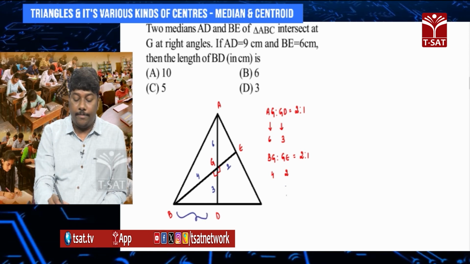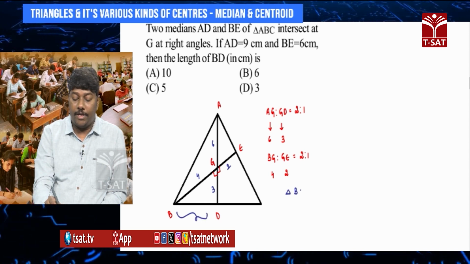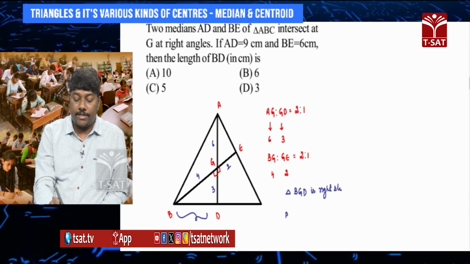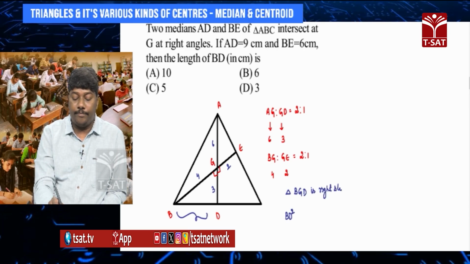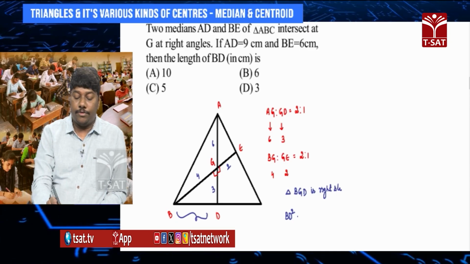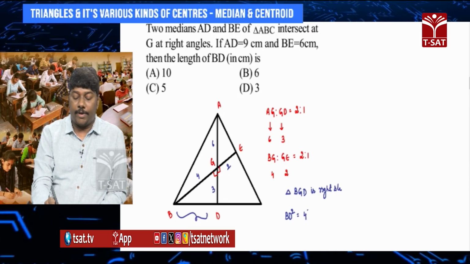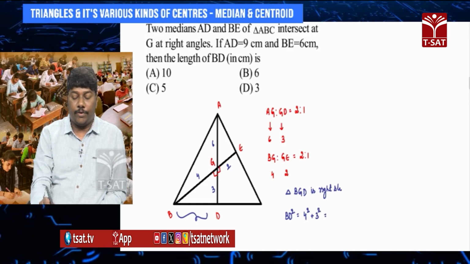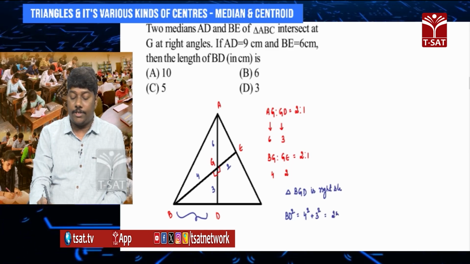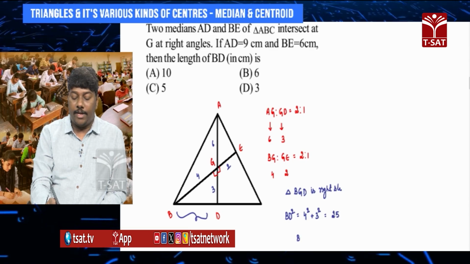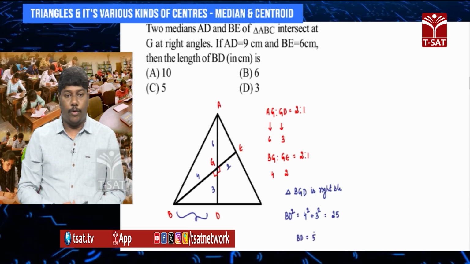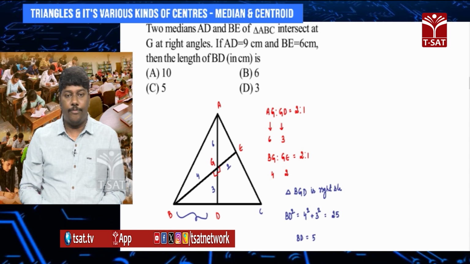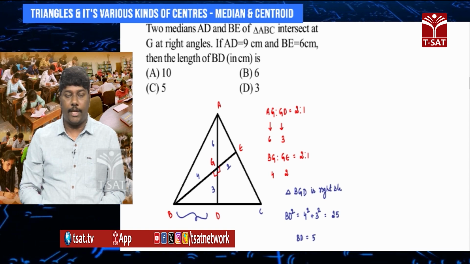We can clearly see triangle BDG or BGD is a right angle triangle. In a right angle triangle, the hypotenuse is the side which is opposite to the right angle. So BD square is equal to side square plus side square. The other two sides are 4 and 3. So 4 square plus 3 square is equal to 16 plus 9, which is 25. Length of BD is equal to 5. Suppose if they ask you the length of BC, then it is double of BD, which is 5 into 2, 10.